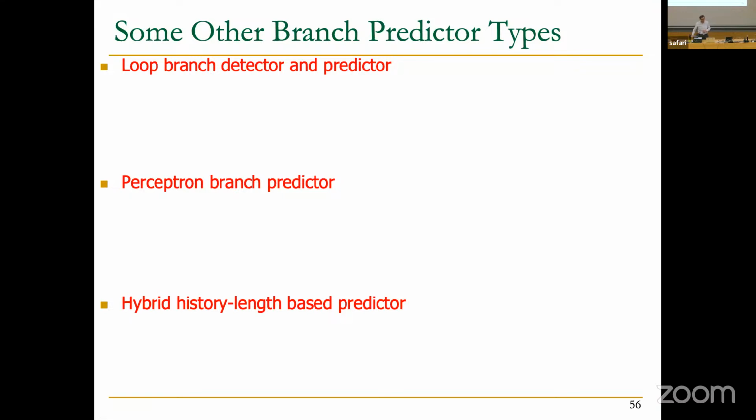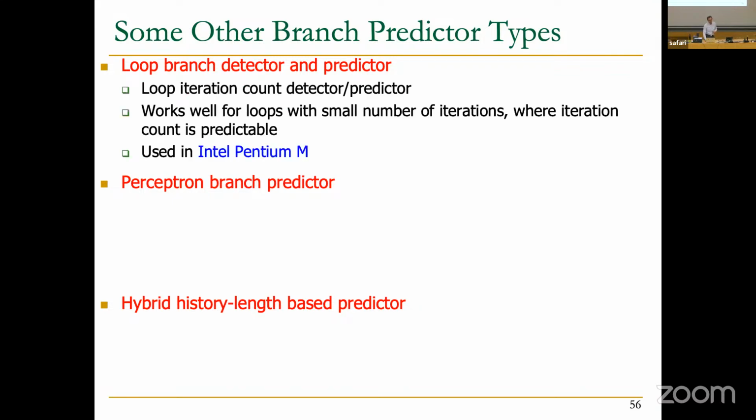Okay, so these are some of the other branch predictor types we're going to examine. Loop branch detector and predictor, this is actually interesting. This tries to detect the iteration counts of a loop. Whenever you get to a loop branch, you detect this as a loop branch with some heuristics. And then you basically try to figure out what the iteration count should be based on past executions. And this is used in Intel processors. Actually, it's used in most processors.